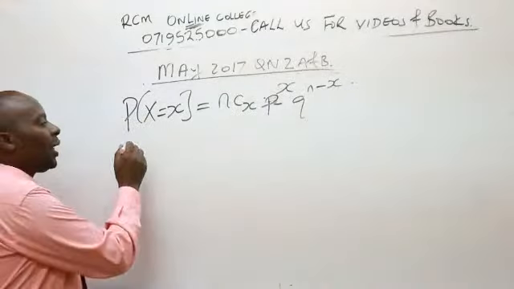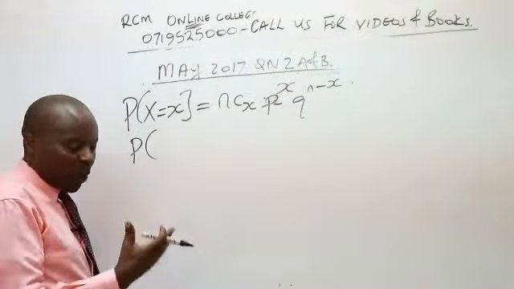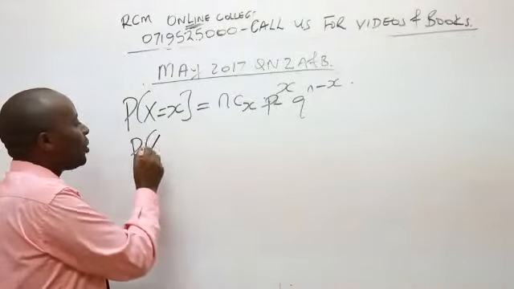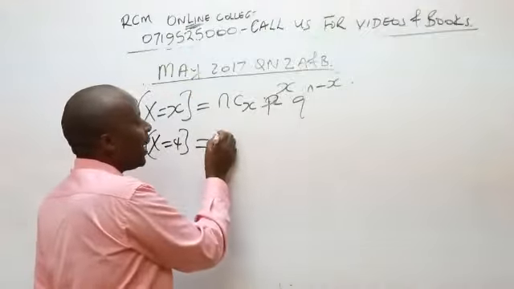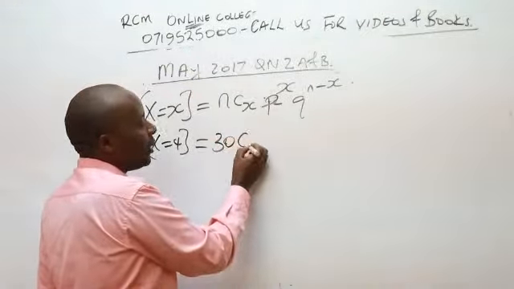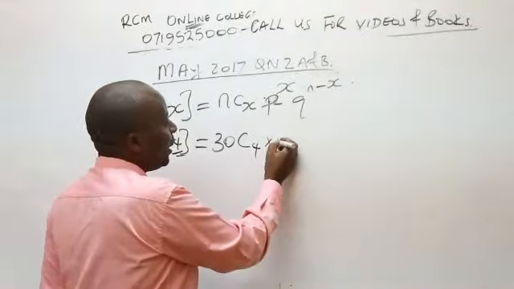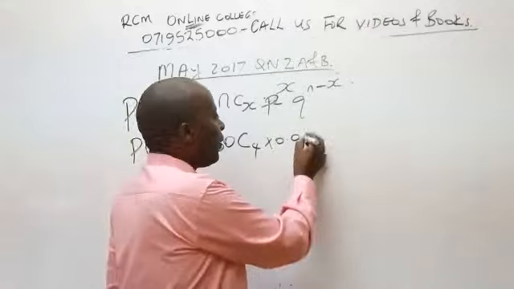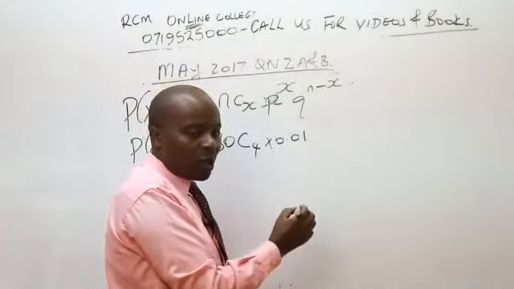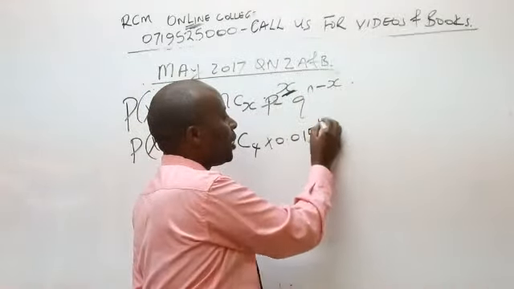I'm moving quite fast because I know you have become accustomed to this. This now is quite simple to us. So the probability of x being equal to 4 will be equal to n, which here is 30, combinations x, where the parameter is 4, and then we have the probability of success, which is 0.015, raised to x, which is 4.